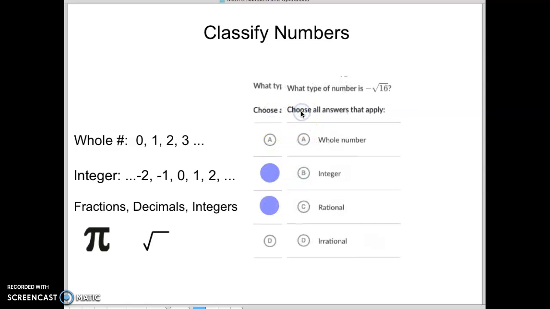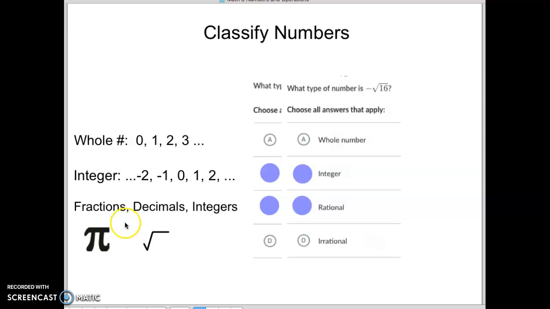Let's do the next one. There we go. This one, we're doing the negative square root of 16. Well, first of all, the square root of 16 is 4. So this would equal negative 4. Negative 4, again, would not be a whole number because it's a negative. But negative 4 is an integer, so we've got to grab that one. And negative 4, because it's an integer, has to be a rational number, so it goes here as well.